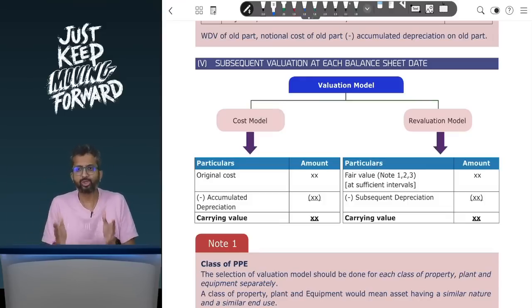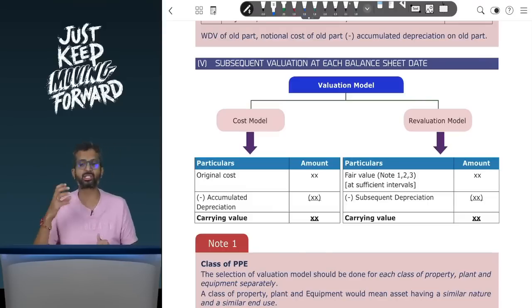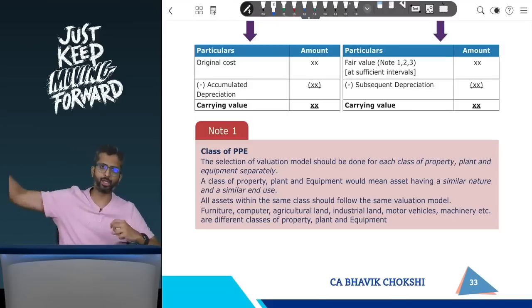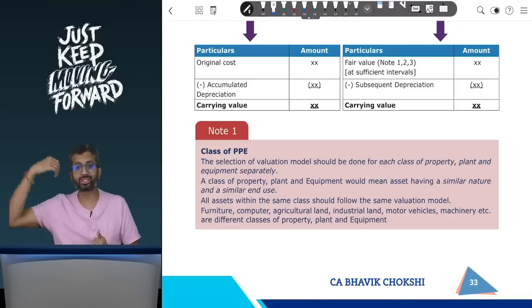Okay, but which model can I follow? Can I follow the cost model for some of them, revaluation for some of them? Well, you have to follow a uniform model for a class of assets. A class of assets is defined as assets having a similar nature and end use. For example, if I have 10 plots of agricultural land, they have similar nature and end use. However, they have a different nature and end use as compared to, let's say, 10 cars that I own, and hence cars I can value using the cost model.